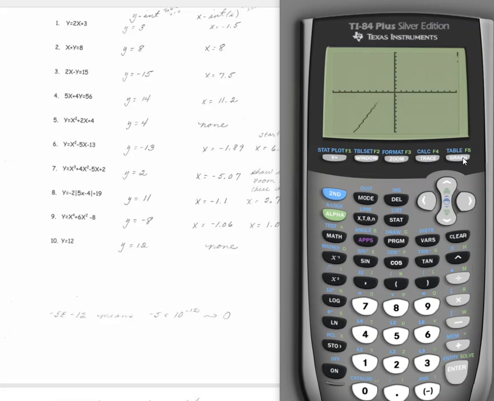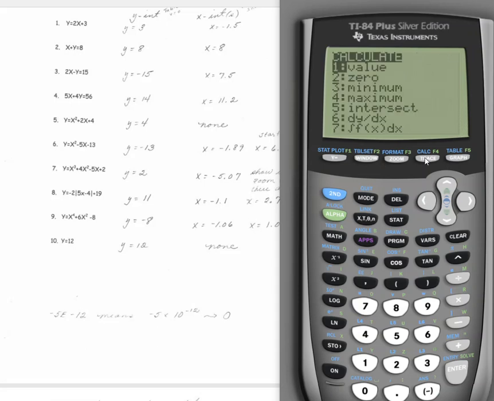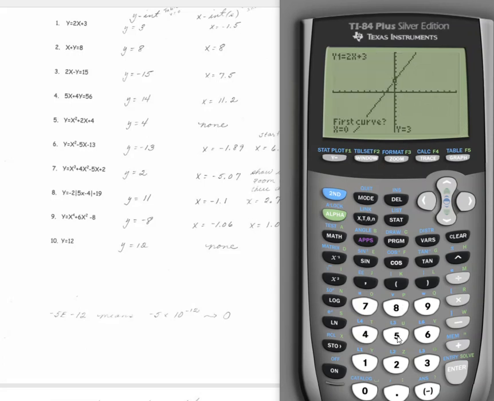So we're going to hit Graph, and there is our y equals 2x plus 3, and here is y equals 0. Our x-intercept occurs where those two things intersect. So we'll do 2nd Calc. See, 5 is Intersect, so we'll hit 5. And all you have to do is hit Enter 3 times. That was 1, 2, 3. And we got negative 1.5. You can see on my answers here, that is x equals negative 1.5.